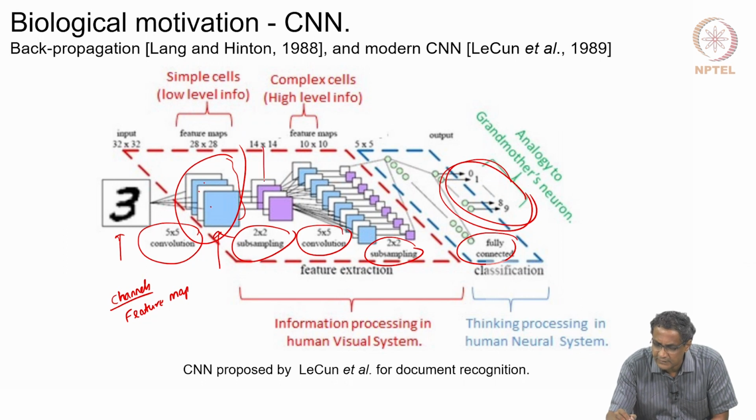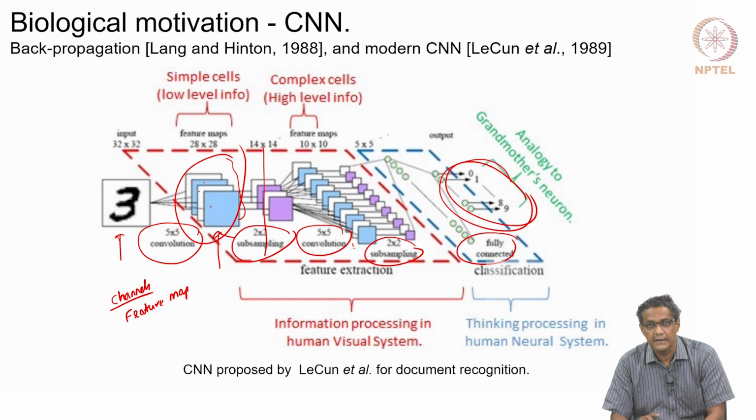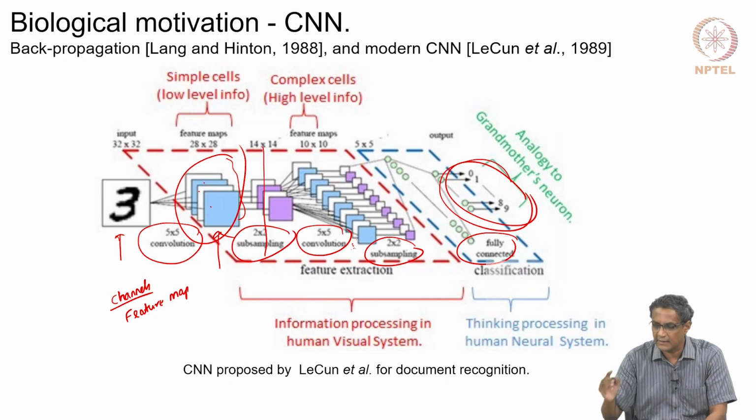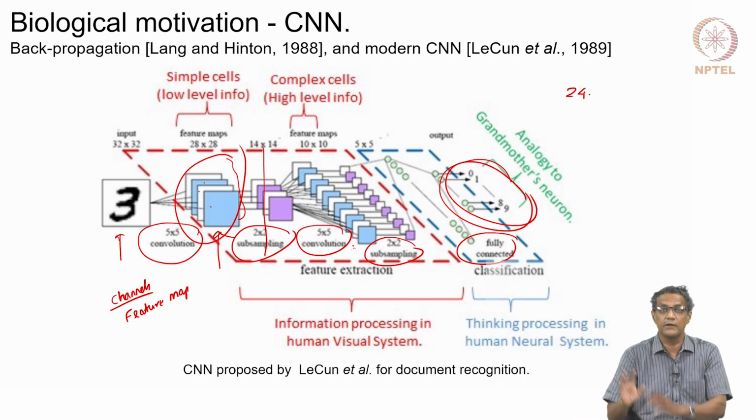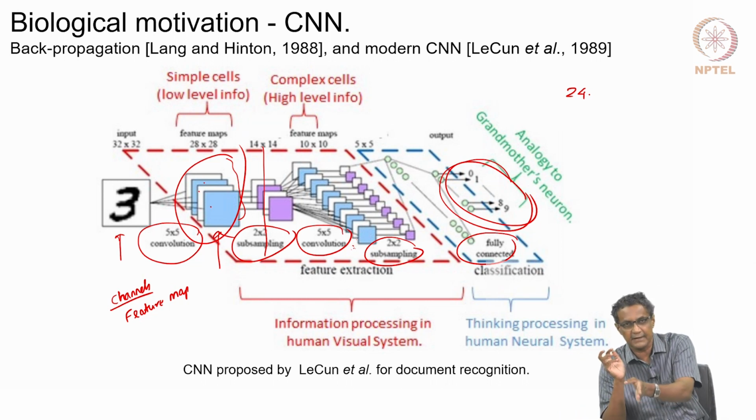Suppose we ignore this layer, and I want to go to my next layer, and suppose I declare that I want to see 24 feature maps in my second layer. My first layer I said has 8 feature maps. In my second layer I say that I actually want 24 feature maps.